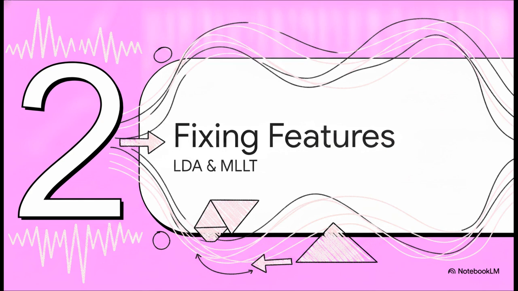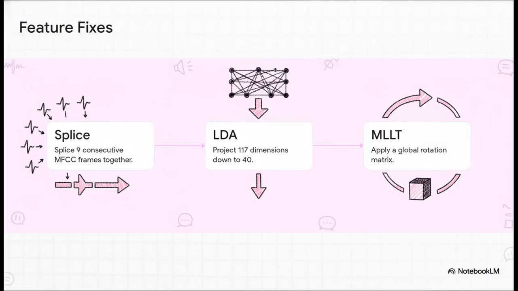Tri1 is great, but its default 25 millisecond audio window is way too narrow. It just can't see how the audio actually evolves over time. So we enter our next level up, the Tri2B stage. Let's walk through this upgrade step by step.